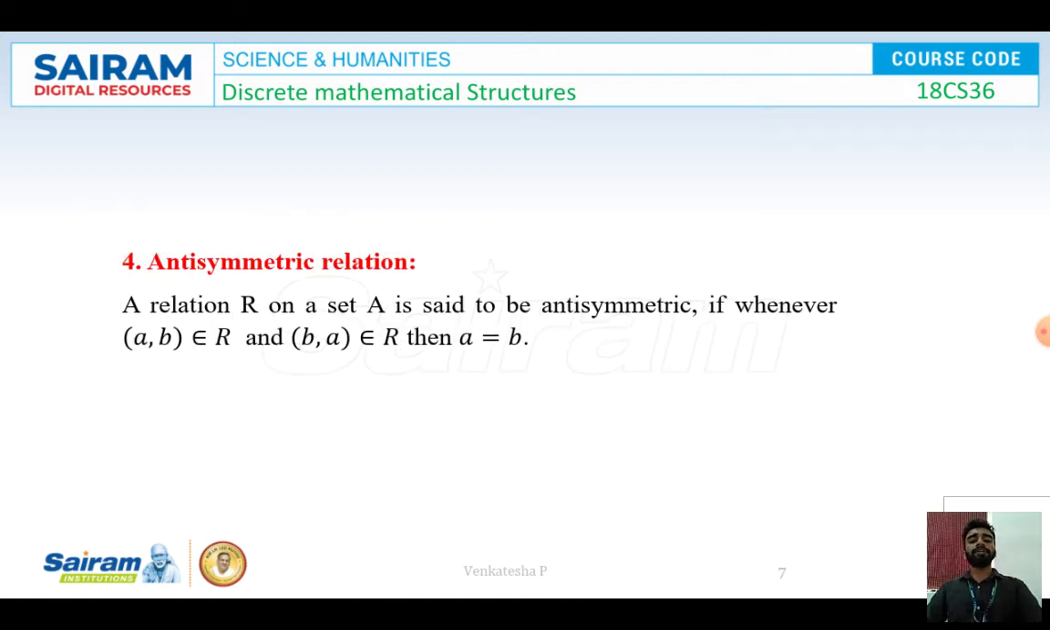So this is antisymmetric relation. A relation R on a set A is said to be antisymmetric if whenever (a, b) belongs to R and (b, a) belongs to R, then we must have a equal to b. Those kinds of relations will be called antisymmetric relations.